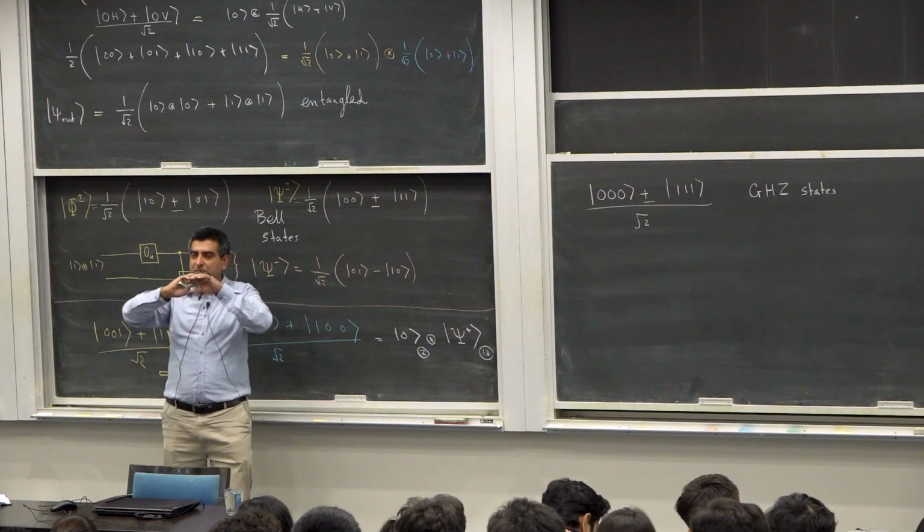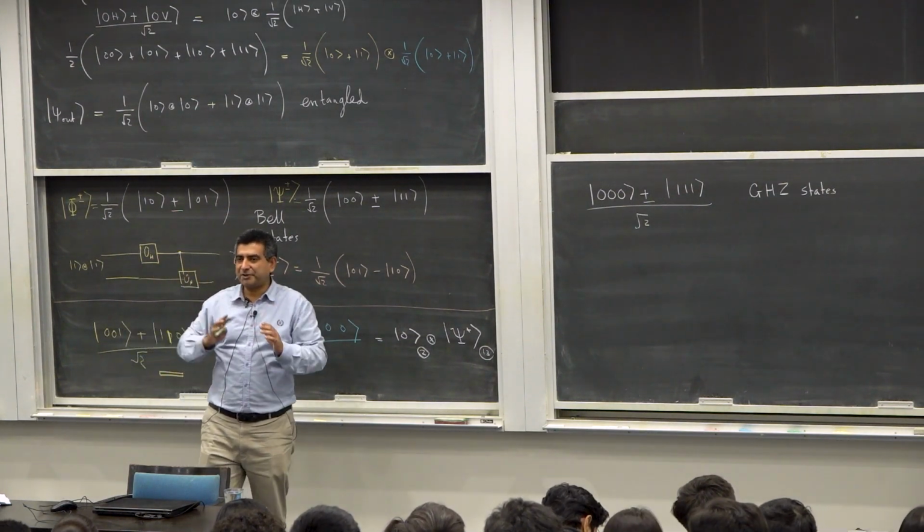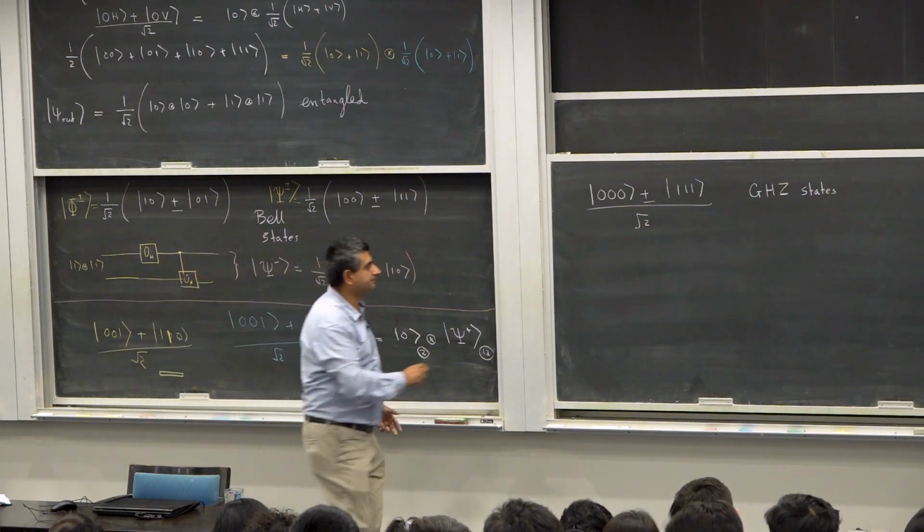Alright, so you can have entanglement in 3 qubits, 4 qubits, 2 qubits, complete, partial. So it's a fascinating subject. So what does entanglement mean?